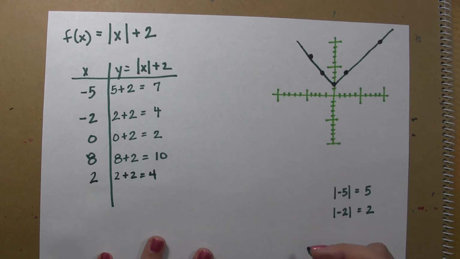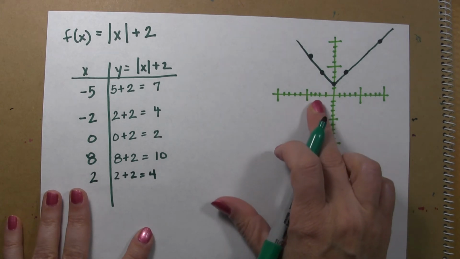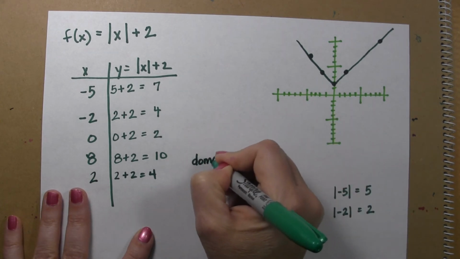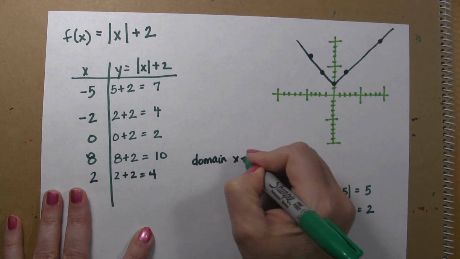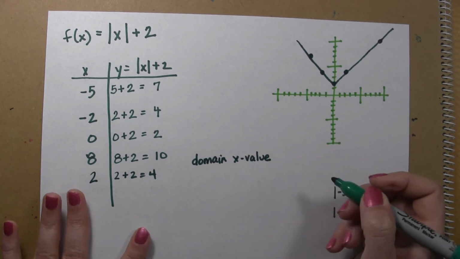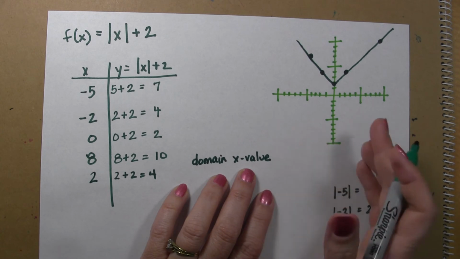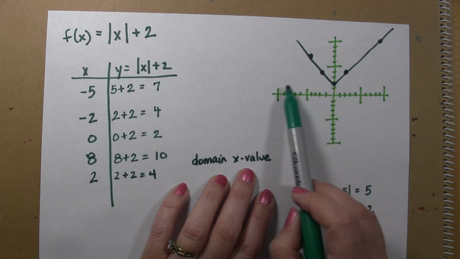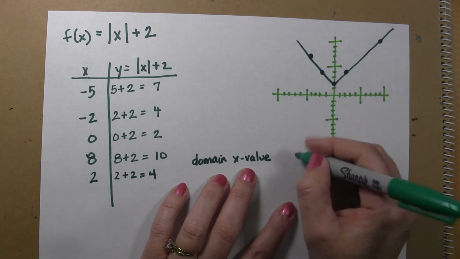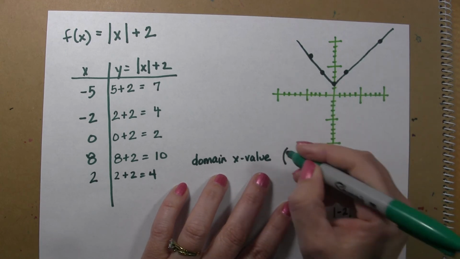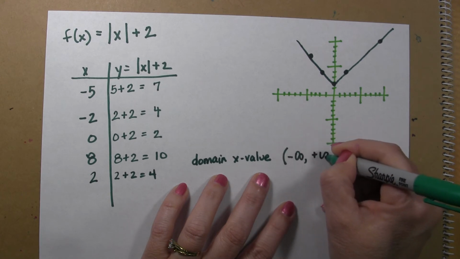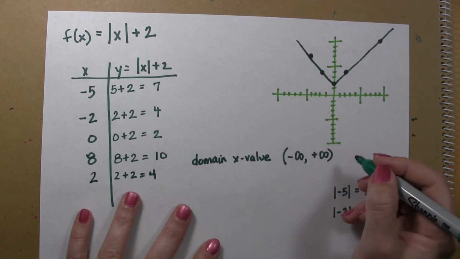What does it mean? Well, it means that our x value, which is our domain, can be positive or negative, right? Here we had some negative x's, here we had some positive x's. You see that we're over here. So our x values are not limited. That is still negative infinity to positive infinity.